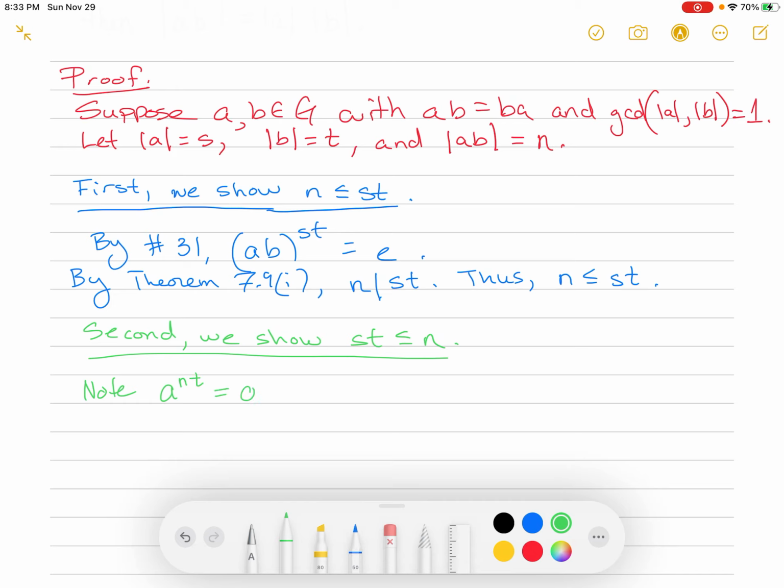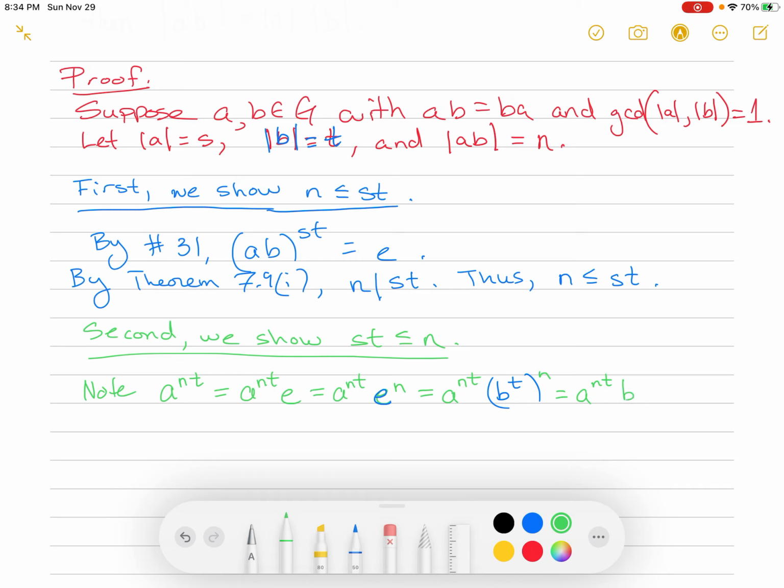if I take A to the NT power, that's the same thing as A to the NT times the identity E. In other words, A to the NT times E to the N, right? The identity is E to the N. I'm going to replace this blue E with B to the T. Why can I replace this blue E with B to the T? Well, if you remember back here, the order of B was T, right? So that means B to the T is the identity.